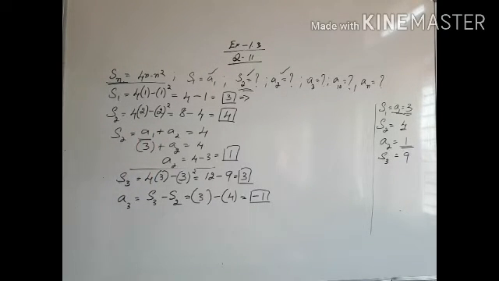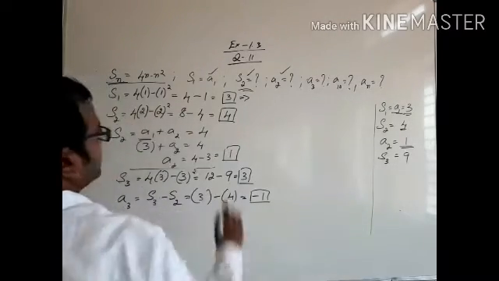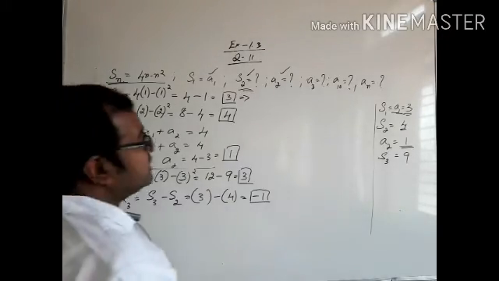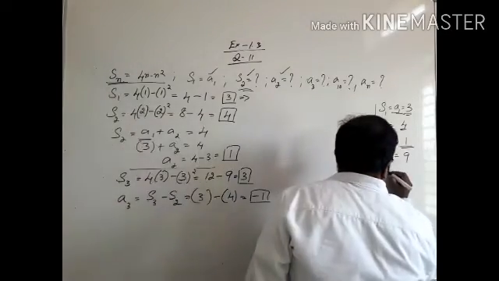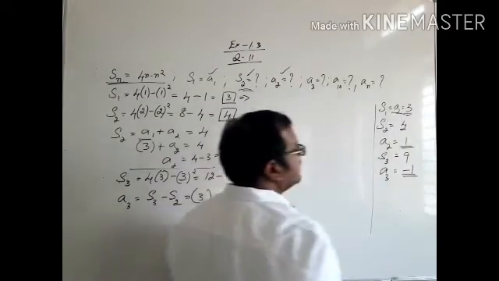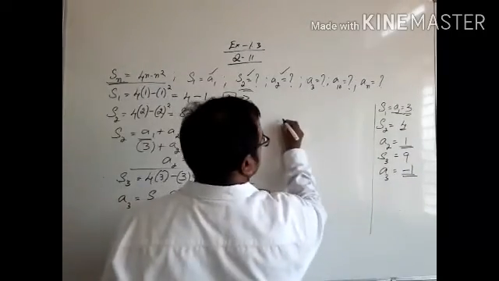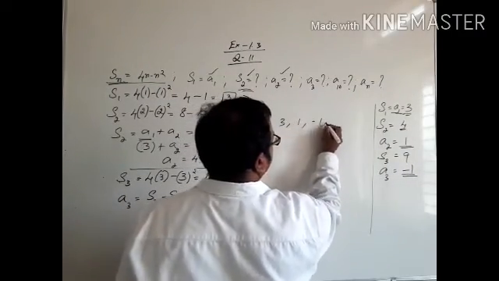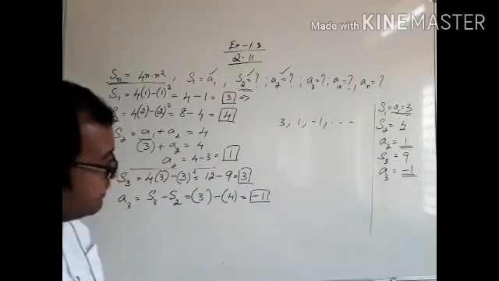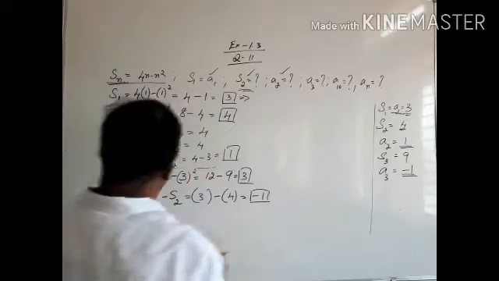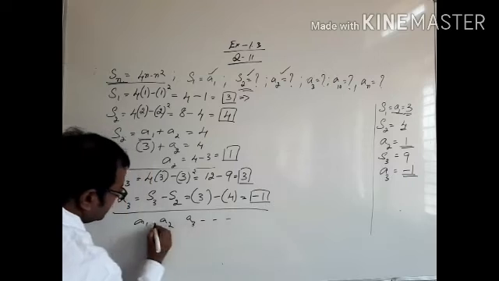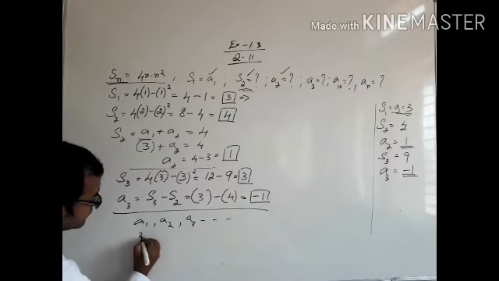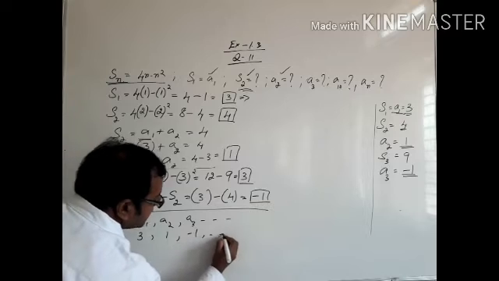Your first term is 3, correct? A1 is nothing but S1, which is 3. Your second term A2 was 1, and now your third term is minus 1. Let me put it here. A3 is equal to minus 1. So it is in AP. You can see if I write the terms, 3, 1, minus 1 continues. So presently I'll just note down all those terms: A1, A2, A3 is 3, 1, minus 1 continues.